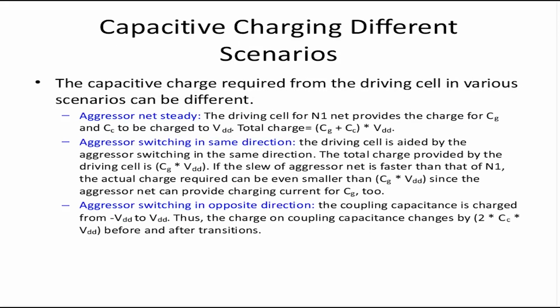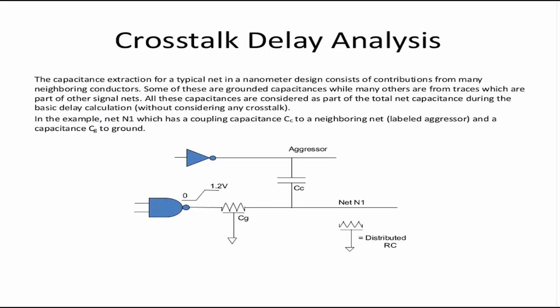Aggressor net, if it switches in the same direction, the driving cell is aided by the aggressor switching in the same direction. If the timing windows overlap here, then aggressor is helping CG to switch to VDD. So it will help in the delay part. That means the delay will be less now. Case 1 is when aggressor is silent, it's not switching, there will be some delay X. But when aggressor is switching in the same direction, it will help the victim, and now the delay will be less than X.